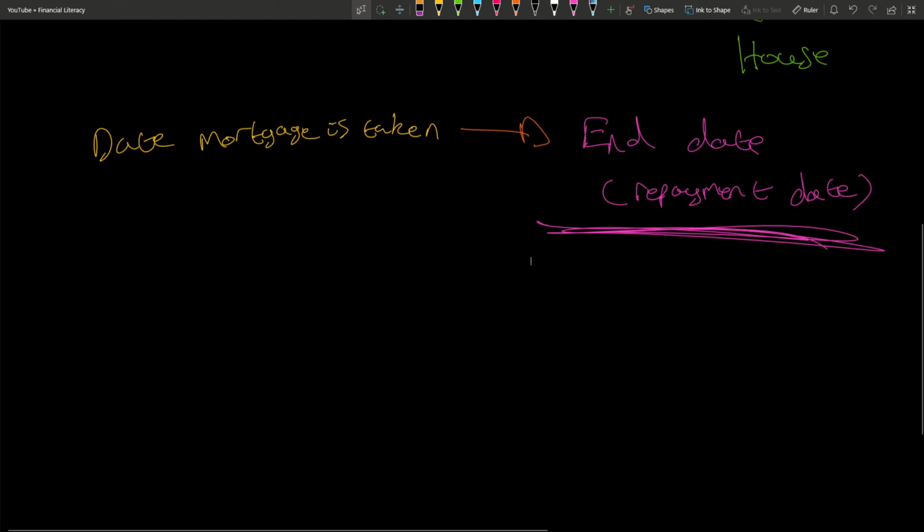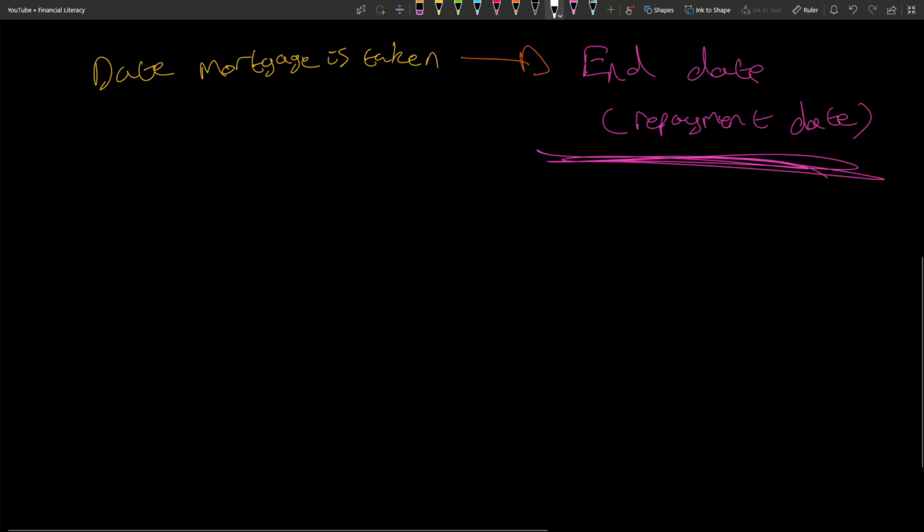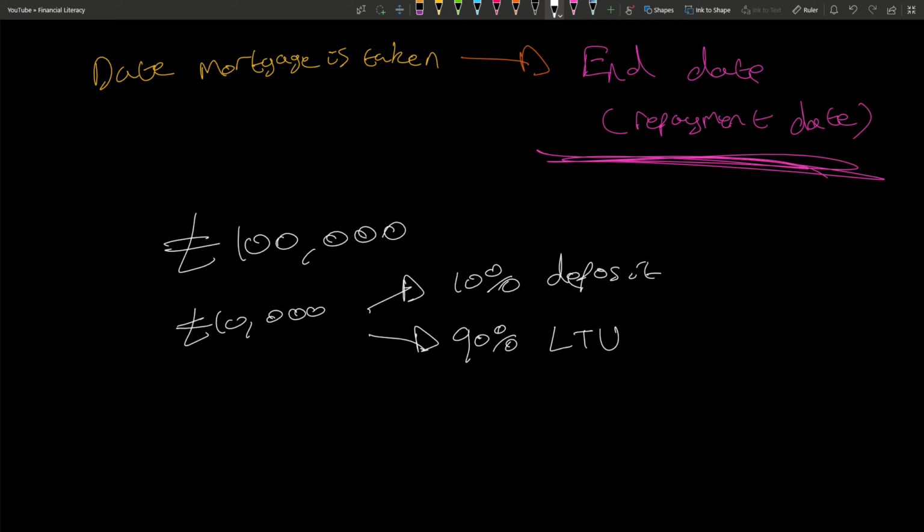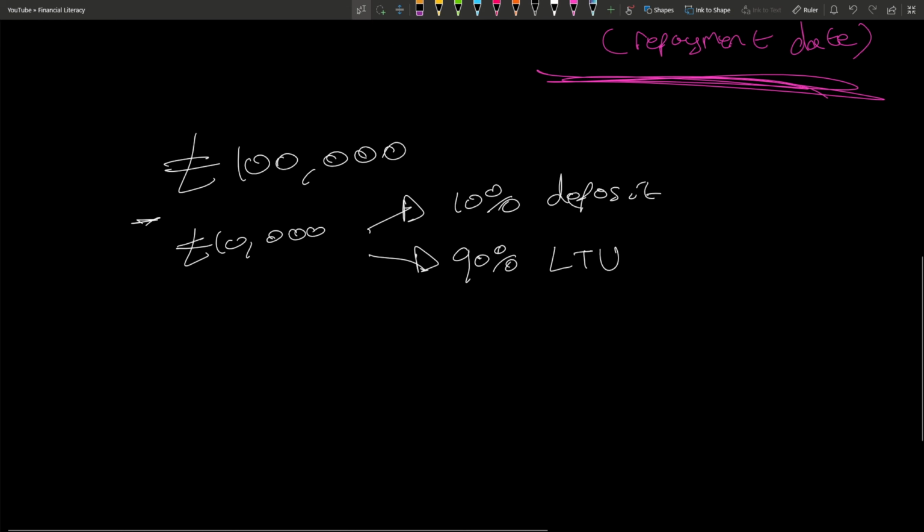So let's use an example. If I want to buy a £100,000 house, I have, let's say, £10,000, which means I have a 10% deposit. Or another way of looking at it is there's a 90% LTV on this. I've got videos covering deposit and LTV, so feel free to check them out. Which also means if we subtract these two, we need a loan of £90,000.